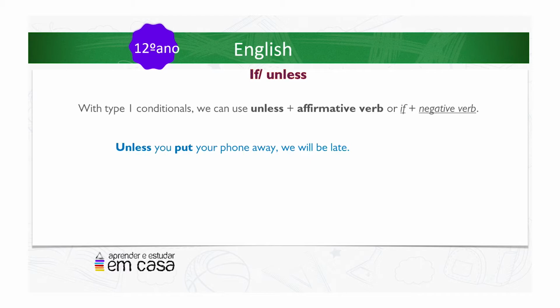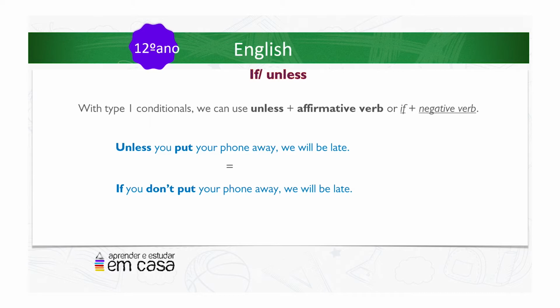Let's see the example. Unless you put your phone away, we will be late. And the same sentence using if says, if you don't put your phone away, we will be late. So we substitute the word if with unless, but only in type 1. And the verb goes in affirmative. And if you use if, the verb goes in negative. Is it clear? Okay.